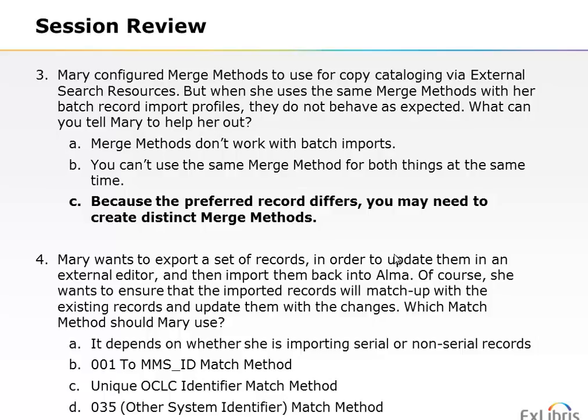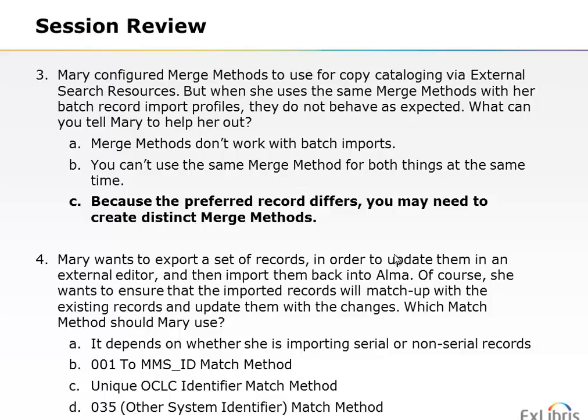However, because the preferred record differs in each of these scenarios, in one case it's the local record, and in the other case it's the incoming record, the results of using that same merge method may differ, which explains, of course, what Mary's experiencing. Therefore, the correct answer to this question is C. Because the preferred record differs, Mary may need to create distinct merge methods.